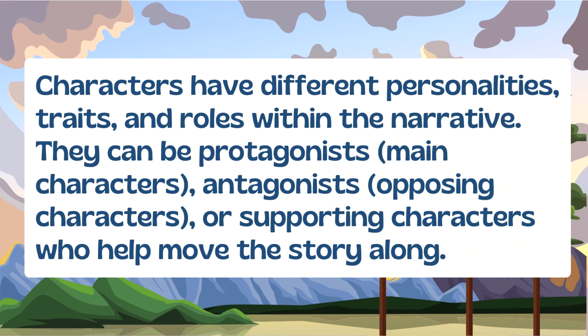Characters have different personalities, traits, and roles within the story or narrative. They can be protagonists. Protagonists are the good ones, the main characters, the main hero. Antagonists. Protagonist comes from the prefix pro, meaning for or good. Antagonists come from the prefix anta or anti, meaning the counterpart, against, opposite, opposing characters. The villains in the story, the big bad wolf, the wicked stepmother, the wicked witch, or maybe other supporting characters who help move the story along.